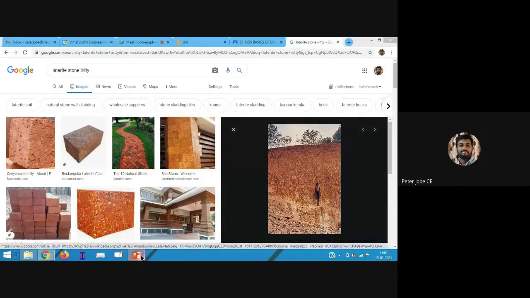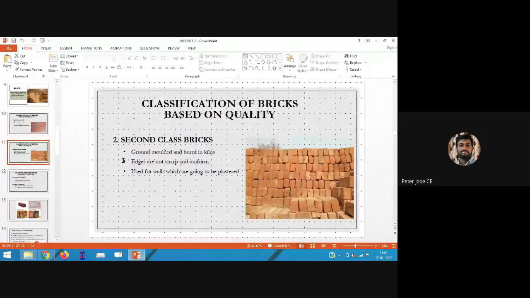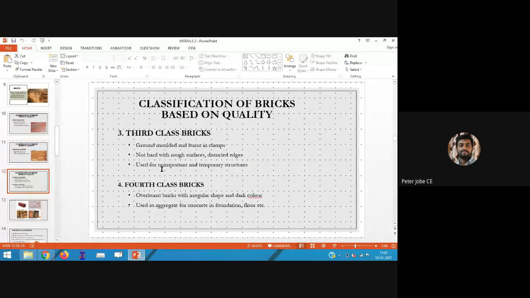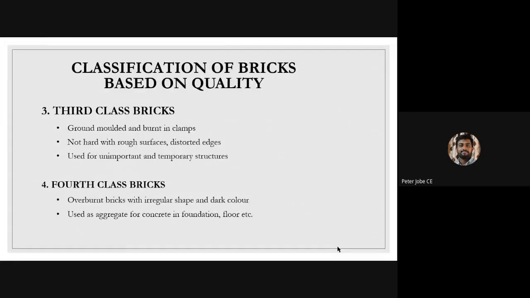But now we are discussing bricks which are prepared from clay. We'll mold clay in factories or brick yards using special molds, and then we will burn it to acquire our required strength. So you can see we have discussed first class and second class bricks, and next we'll move on to third class bricks, so you can understand what properties will be different from those of first class and second class.